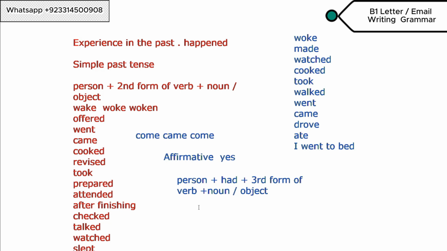Okay. After finishing. Okay. I had talked with my friend, made some gossips, right? I had met my friends and I had gossiped with them. I had watched a movie. I had slept, I had slept 10 o'clock. Good job. Okay.